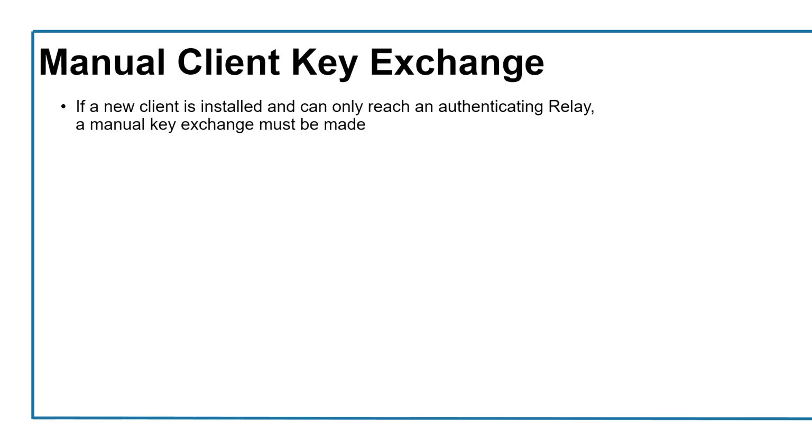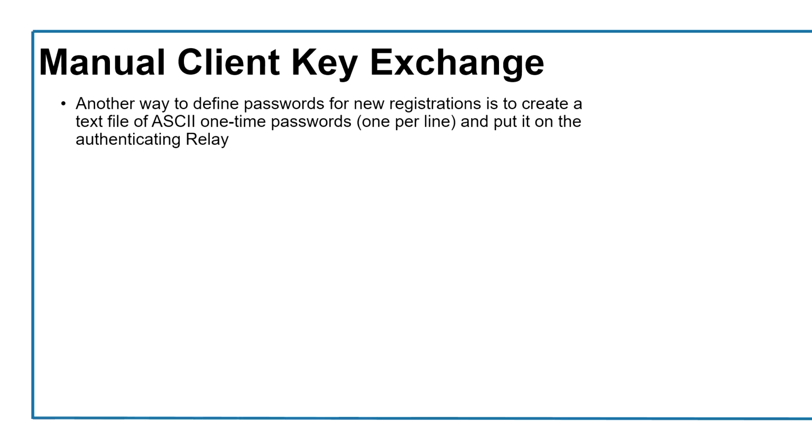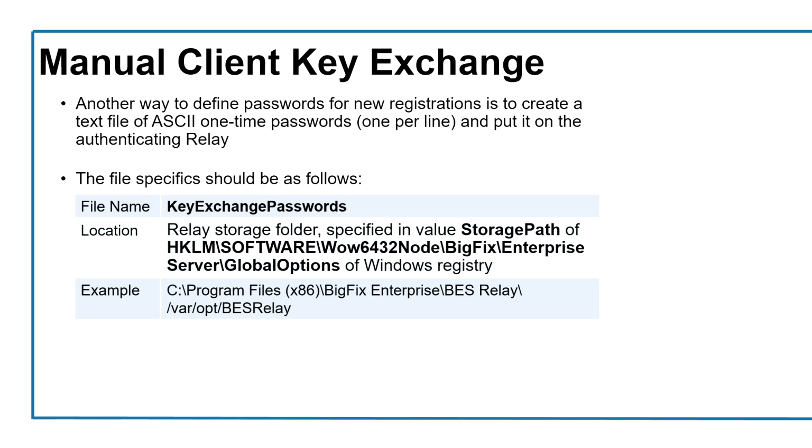In such cases, a manual key exchange must be made. First, you need to establish some trust between the new client and the relay. This can be done using a password. The password is stored in this client setting on the relay, and may be a reusable one, which tends to be less secure, or a list of one-time passwords can be created and placed in a file on the relay. Clients registering will need to know which is the next password they can use in order to get the key and register.